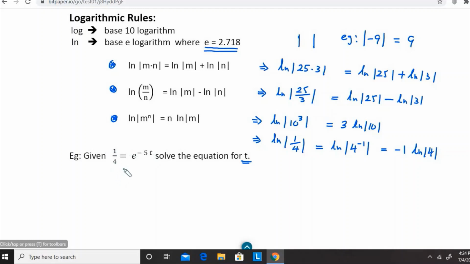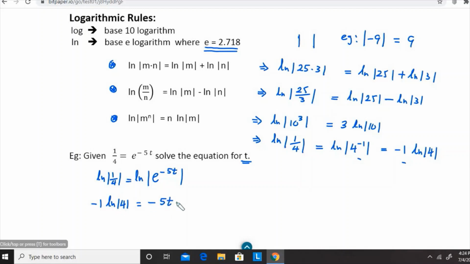In order to remove the exponential function, I need to take the logarithm. This is a base e function, an exponent, so I'll take the natural logarithm on both sides. So ln 1 over 4 is equal to ln e to the power minus 5t. Then I can simplify the left side as minus 1 ln 4, as I showed here, equals, since ln is the inverse operation of the exponent, minus 5t.